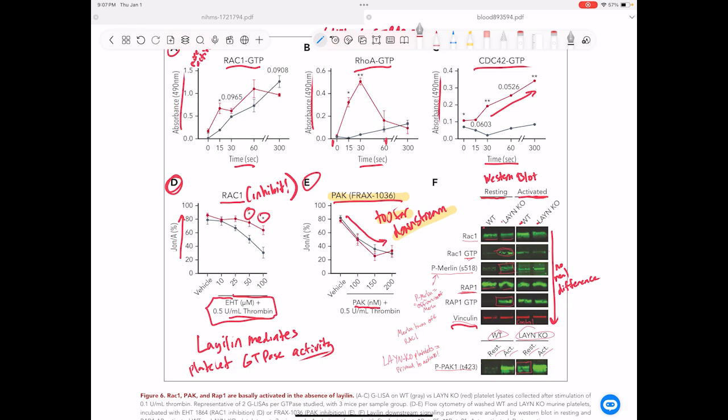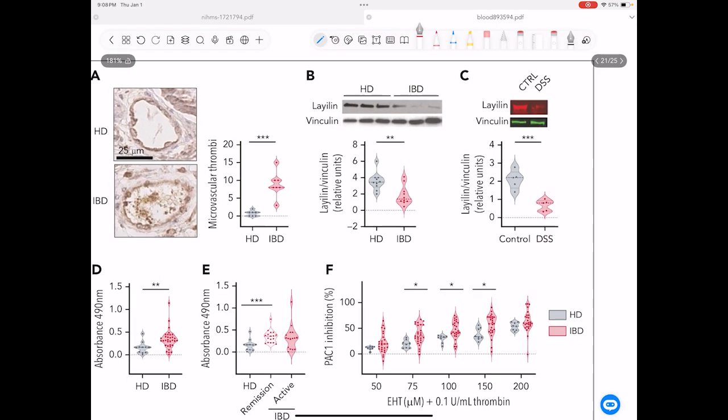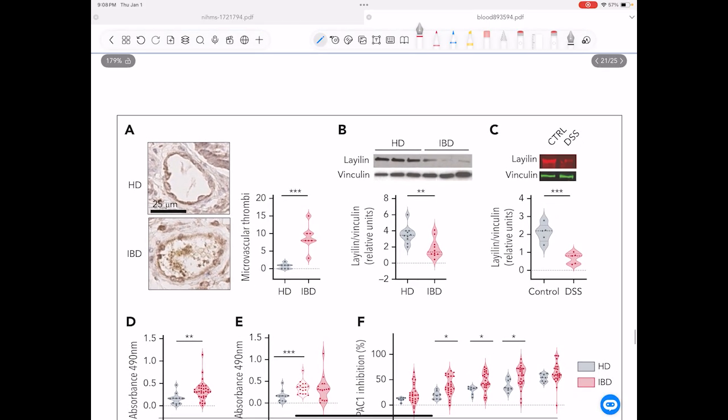All right, next. So this is the final figure. And this is where the money-making figure is. So I'm going to zoom in on here. Here we go. So first, let's start with A. These are microvessels. And what we're seeing here is a healthy person, healthy donor, and an IBD patient.